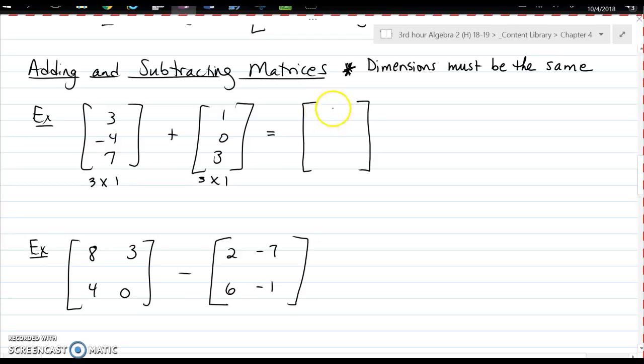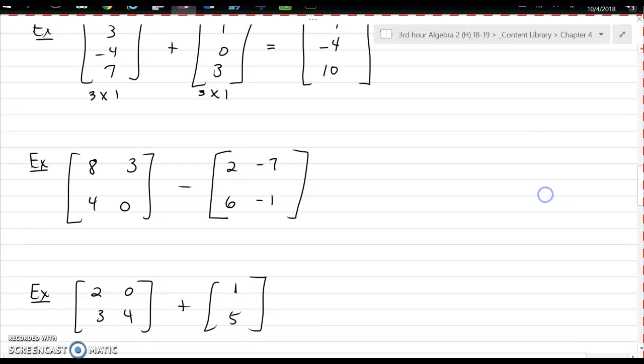So I'm going to say 3 plus 1 is 4. -4 plus 0 is -4. And 7 plus 3 is 10. And there you go. All right, let's look at the next one.